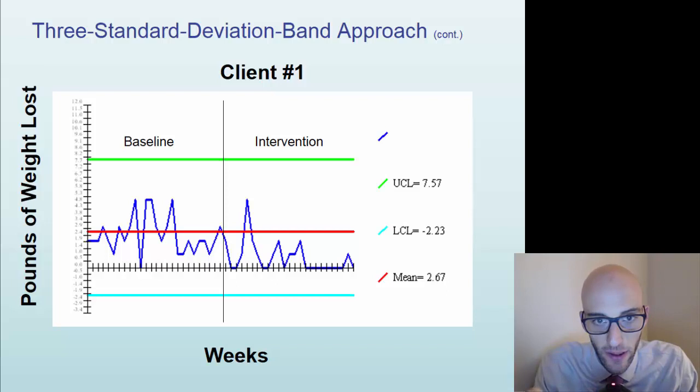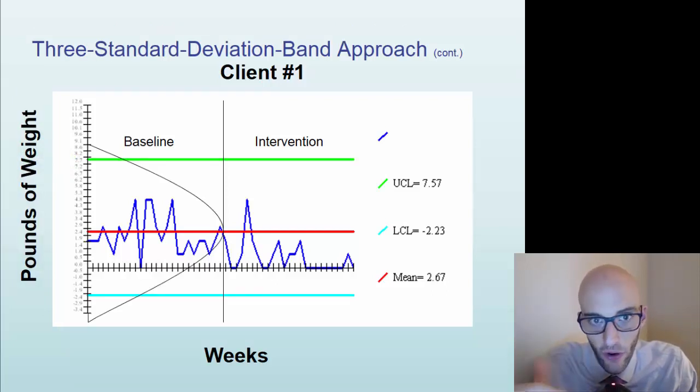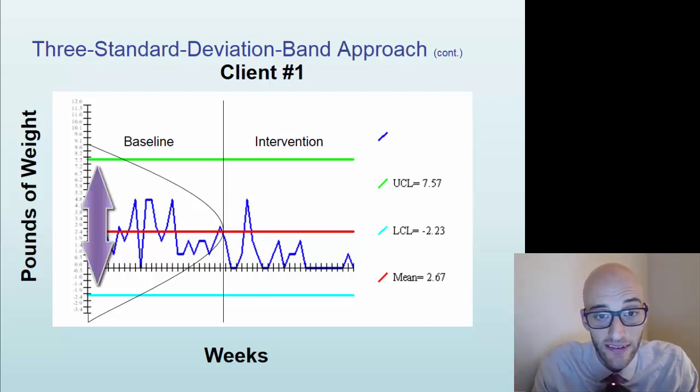So here's an example. Looking at this information, we can see the upper control limit in green and the lower control limit in light blue. And if we put the normal curve transposed onto our data, we can see from this example that there are no data points that fall outside of the 3 standard deviation band approach. So none of these data points are a statistically significant change from the baseline mean.